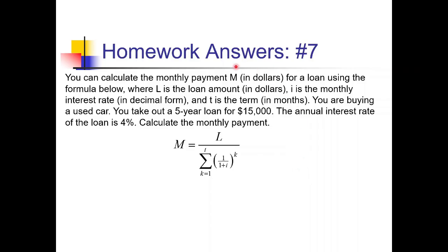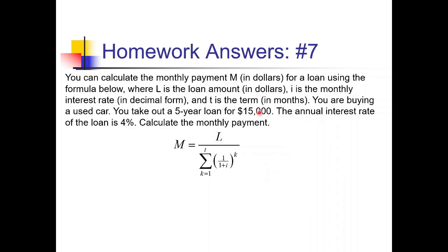For this problem, we can calculate the monthly payment, M, for a loan using this formula down here. L is the loan amount, I is the monthly interest rate, and T is the term of the loan expressed in months. Now let's say we're buying a used car. We take out a 5-year loan for $15,000 and an annual interest rate of 4%. We want the monthly payment. All right, well, let's start plugging things into this formula.